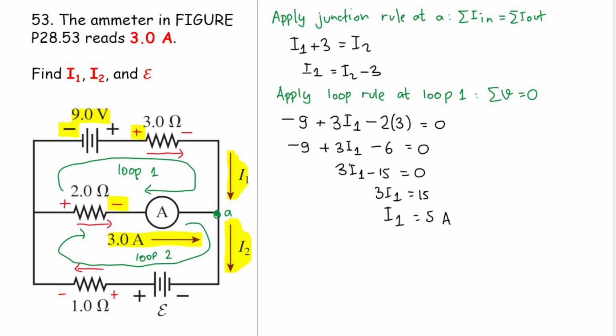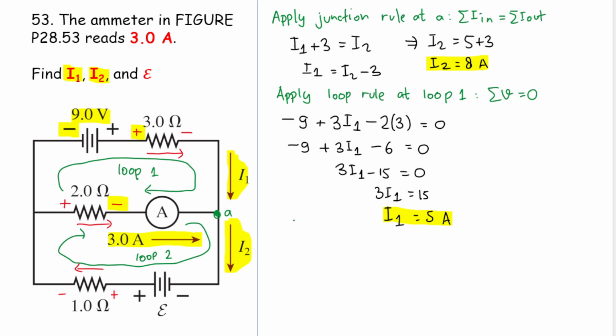Good. We have the value of I1. From here we can get the value of I2. I2 is I1 plus 3, right? So 5 plus 3, and I2 here is equal to 8 ampere. So we get the value of I1, which is this one here, and we also get the value of I2, which is this one here. We still need to find E here. How to do that?